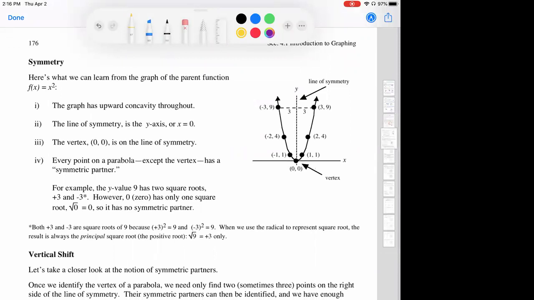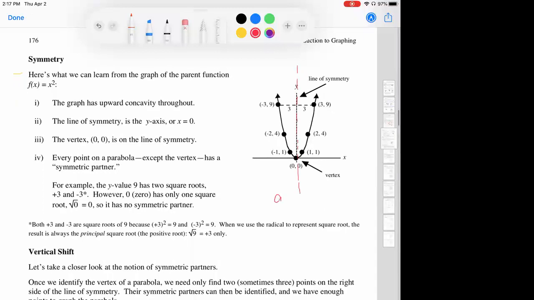One of the important things is symmetry, meaning it's like a mirror image. Here is what we can learn from the graph of one parent function, say f of x equals x squared. 1, the graph has an upward concavity throughout. 2, the line of symmetry is the line x equals 0. The vertex is 0, 0, and it's also on the line of symmetry. And every point of the parabola except the vertex has a symmetric partner. So the line of symmetry is this line where each half is being mirrored to the other side. So this is your axis of symmetry. In this case, a vertical line is always x equals, and because our x is at 0, it is x equals 0.